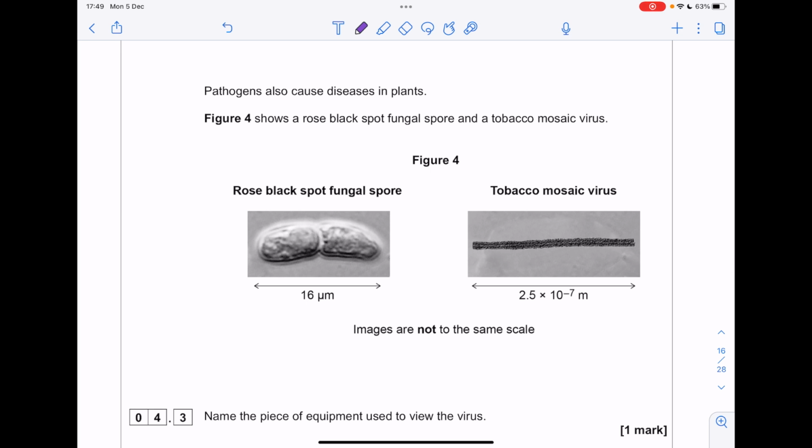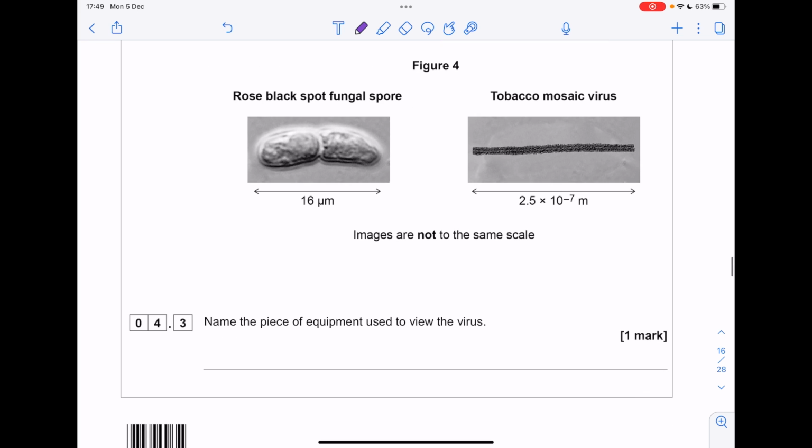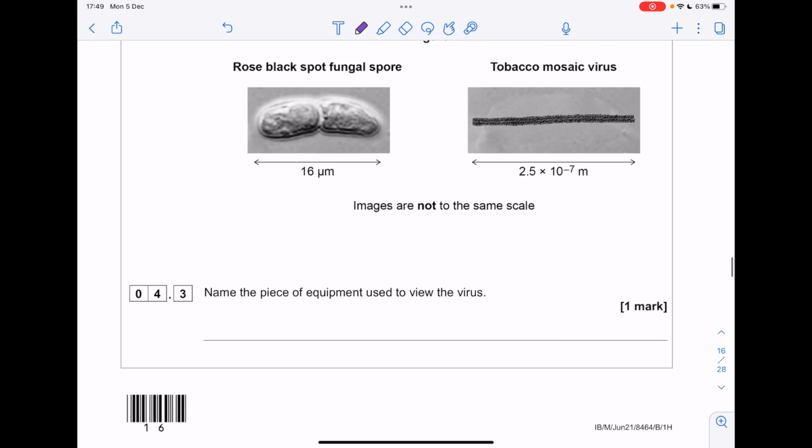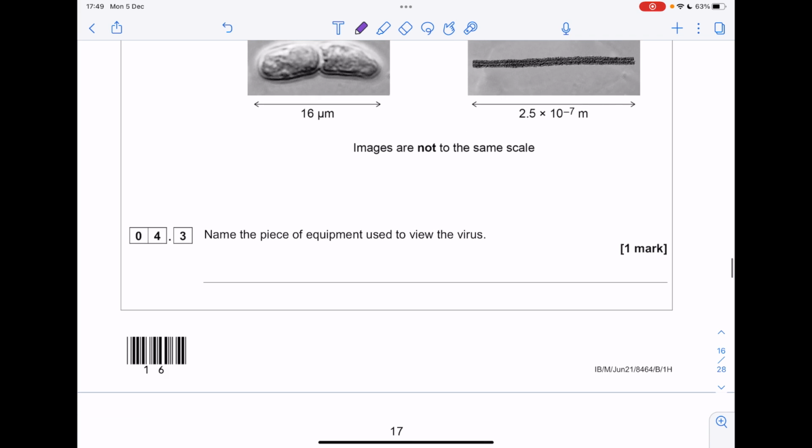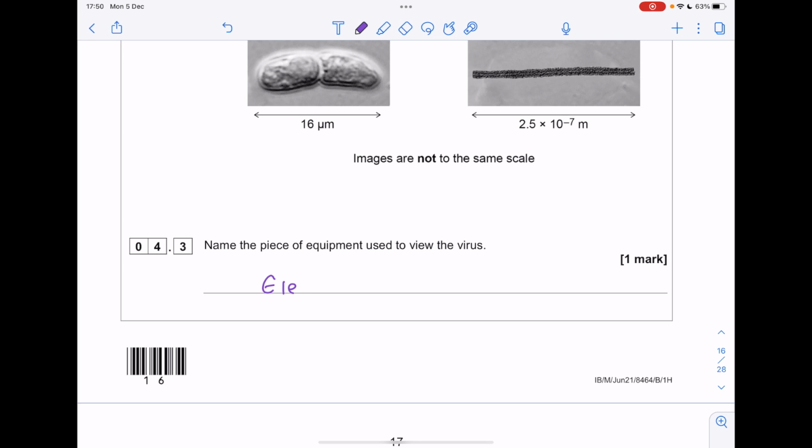Pathogens also cause diseases in plants. Figure 4 shows rose black spot fungal spore and tobacco mosaic virus. Name the piece of equipment used to view the virus. Well, a virus, I hope you're aware, is absolutely tiny. So you're going to need a microscope, but you need an electron microscope.